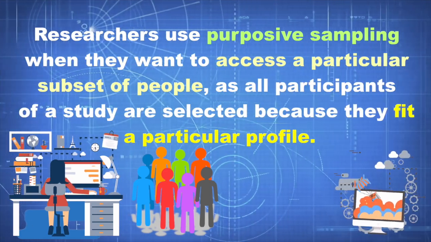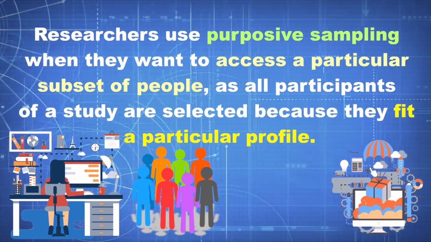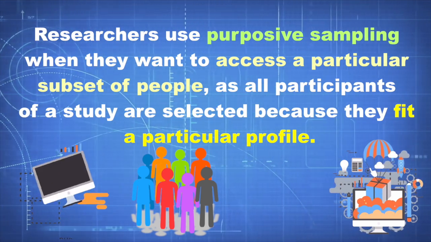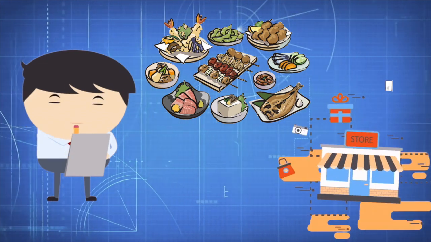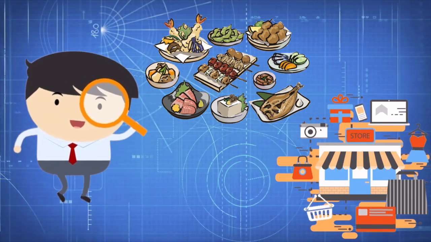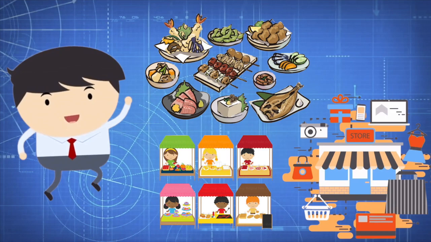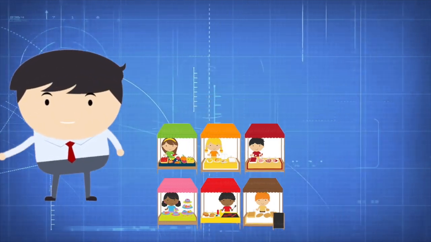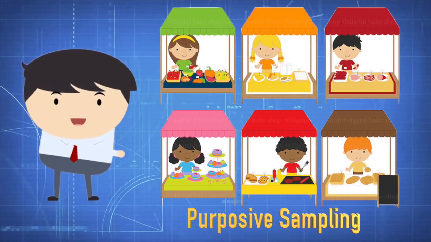Researchers use purposive sampling when they want to access a particular subset of people, as all participants of the study are selected because they fit a particular profile. For example, you want to know what are the famous delicacies in Manila. So to get more appropriate answers, you can ask the food vendors since they are the ones knowledgeable about Manila's delicacies. In this case, you are using the purposive sampling because you are focusing on the respondents that are appropriate to your study.